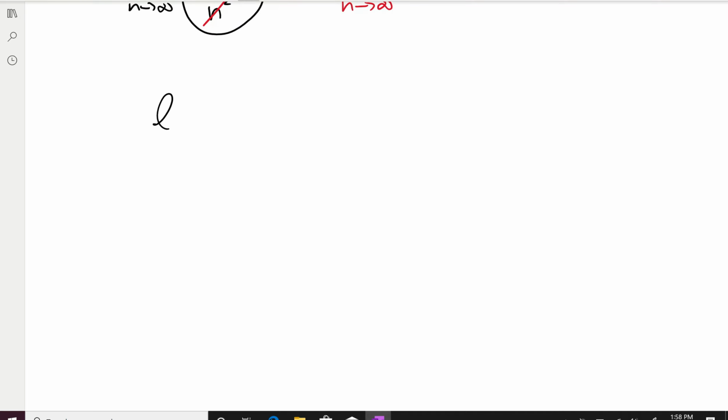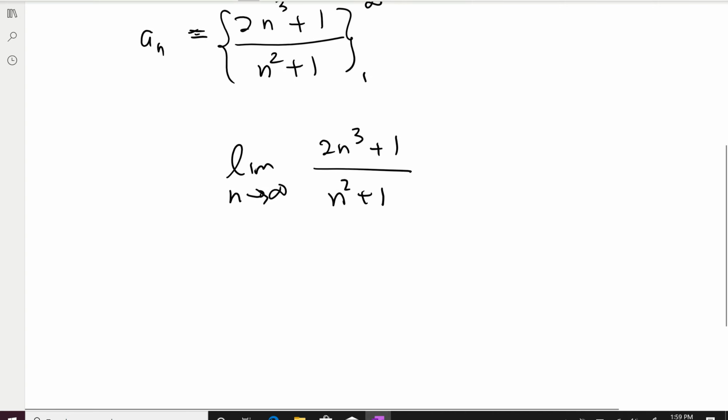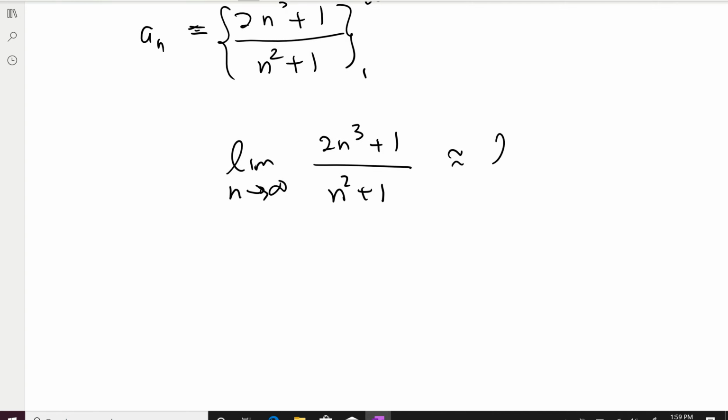Okay, so let me give you another example. Another example is the sequence 2n cubed plus 1 over n squared plus 1. This is the second example. n values are going from 1 to infinity. Now you want to take the limit. So when n goes to infinity, this is 2n cubed plus 1 over n squared plus 1. So what's the dominating term of the numerator? The dominating term of the numerator is 2n cubed, right? Take it with the coefficient, 2n cubed. Now the dominating term in the denominator is just n squared, right?